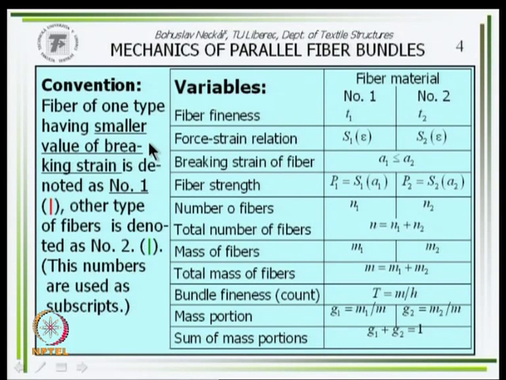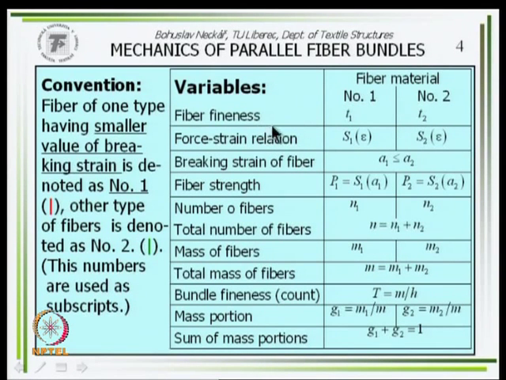Well, let's formulate one convention now. The fiber type having the smaller value of breaking strain is denoted as number one. In the viscose polyester blend, evidently, viscose fiber has the smaller value of breaking strain, isn't it? Therefore, viscose fiber will be fiber number one. In our schemes, let's imagine that these are red fibers. The second fibers, green fibers, will have number two. We will use subscripts one and two for the first and second type of fibrous material.